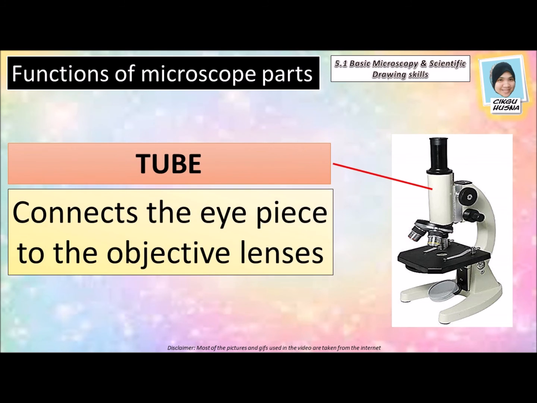Tube. Tube connects the eyepiece to the objective lenses. Jadi tube ini yang menyambungkan eyepiece kepada objective lenses.